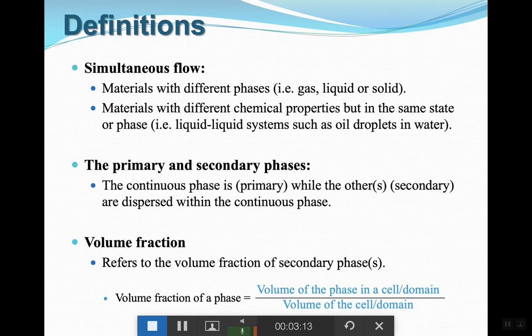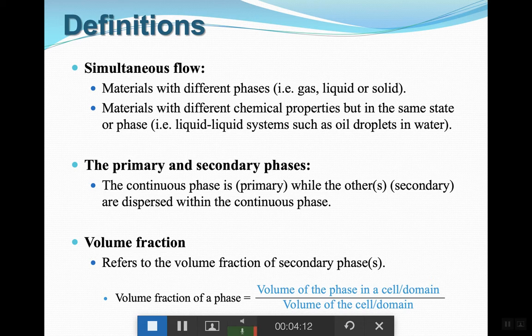So the definitions, as we said, you can have simultaneous flows, meaning materials with different phases or materials with different chemical properties but in the same state or phase. So it could be materials with different phases like gas and liquid or solid, and I forgot to mention in our previous slide, it could also be solid. So you could have liquid and solid, you could have solid and gas, which happens a lot in a phenomenon called solidification, where gas turns into a solid or a solid turns directly to the gas. So it could be that, or it could be same phases, liquid and liquid, but different materials like water and oil, like honey and oil, different materials.